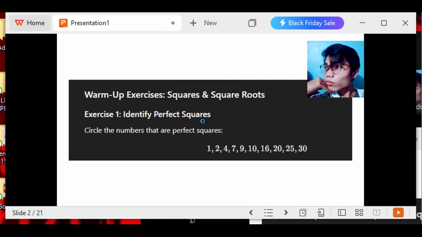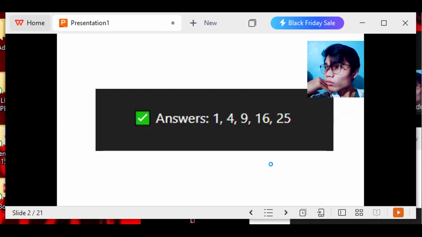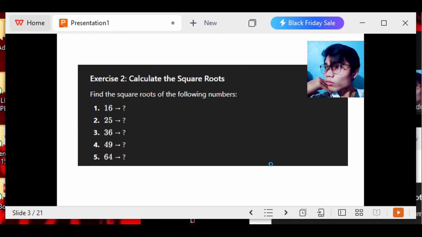Have you already found the numbers that are perfect squares? Let's find out if your answers are correct. Perfect. Very good. You found the correct answers. The perfect square numbers in the set given are 1, 4, 9, 16, and 25. Next exercise, I want you to calculate the square roots of these given numbers.